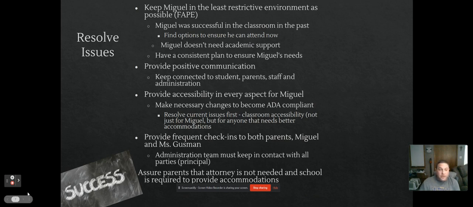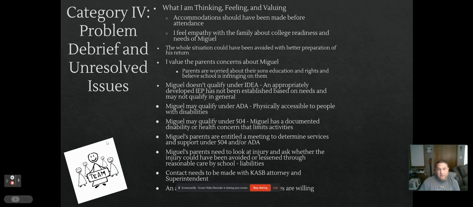And of course, the administration team needs to meet frequently to ensure that everything is being done correctly. And of course, assure the parents that an attorney isn't needed, but if they would like an attorney, that's perfectly fine, and that the school will be providing these accommodations.